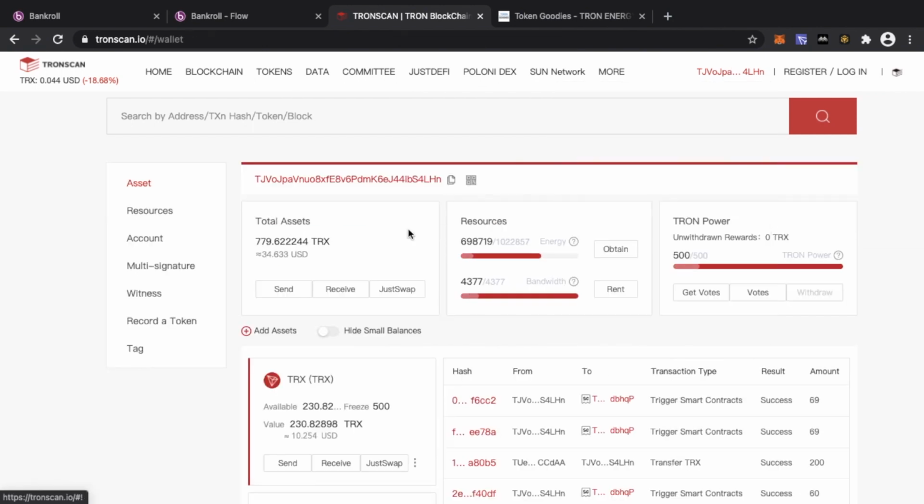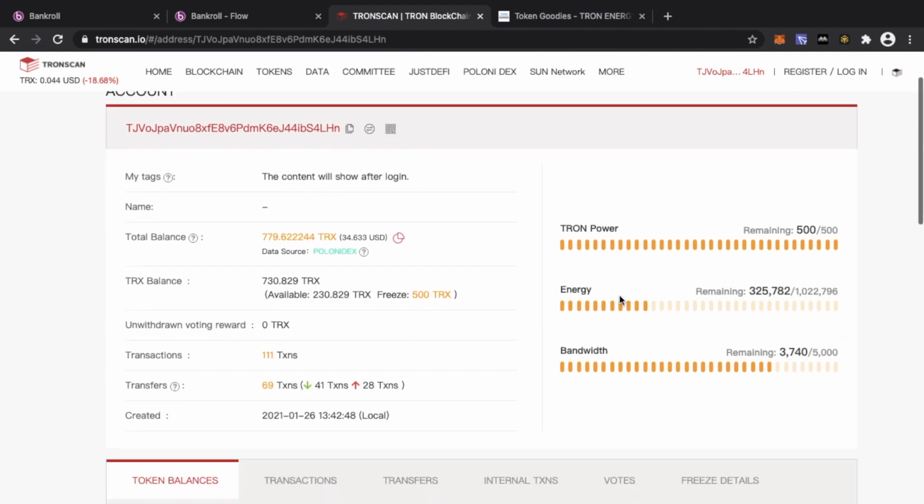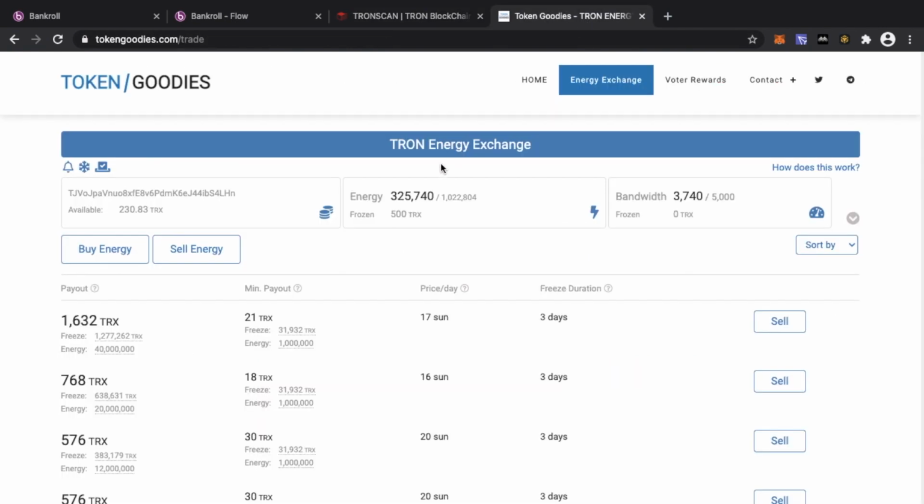So guys, rather than freezing your Tron, because I think there's better things to do with your Tron, for example, buying BNKRX and putting it into Flow and earning 1% on that, rather than freezing energy. And rather than using Tron for energy, the best way forward that I have found is Token Goodies. It's basically purchasing or renting energy for 3 days at a time.